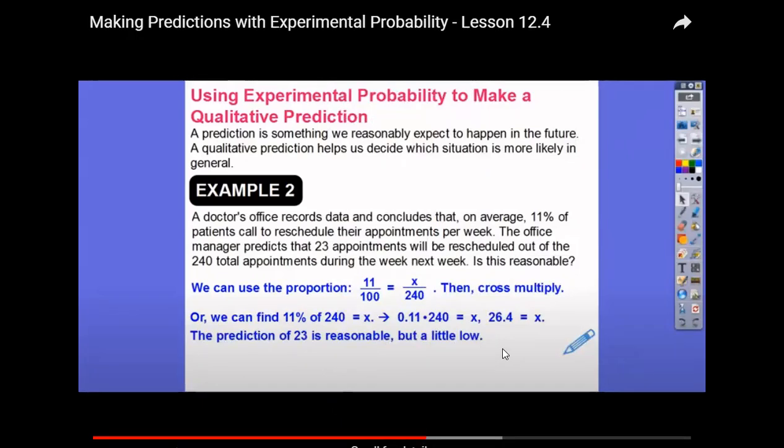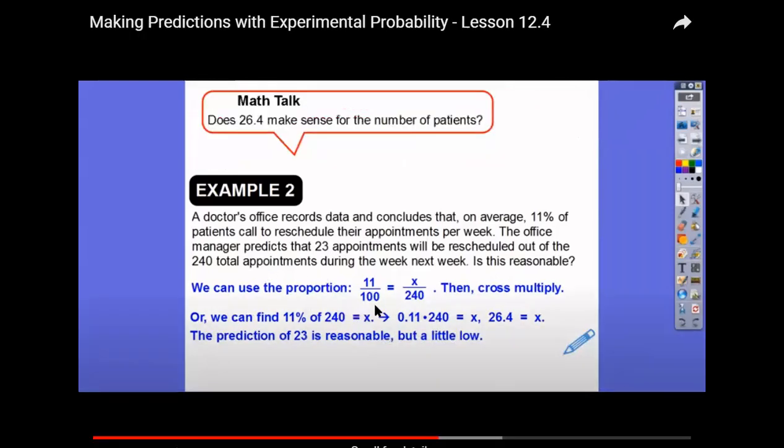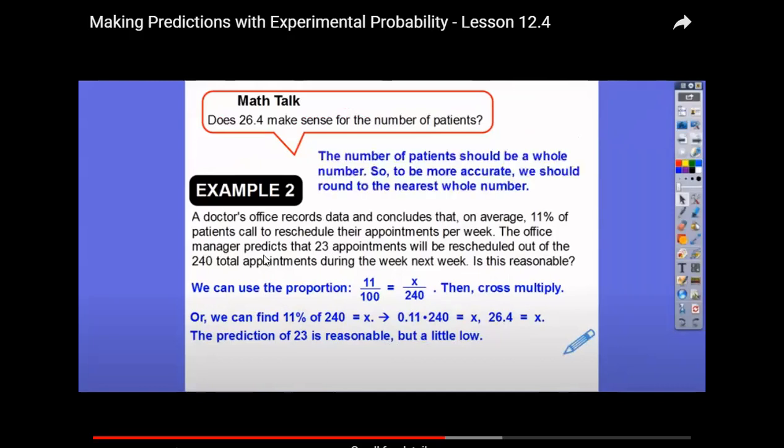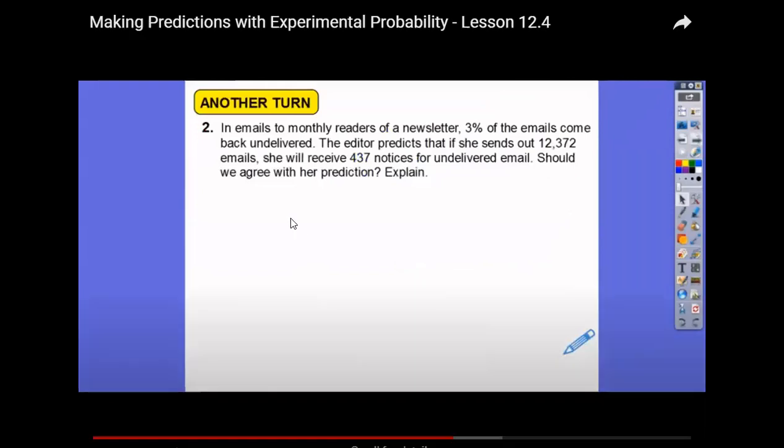Then the prediction said what here? The prediction said 23. It's reasonable, but it's a little low, because when we calculated using the experimental probability, we found that it's 26.4, right? But the manager predicted what? He said 23. Is this one reasonable? Yes, it's reasonable, but it's a little low. It's not exact. Understood? Another example.